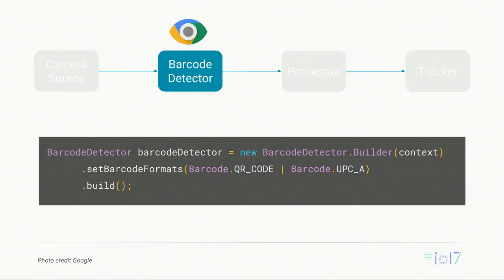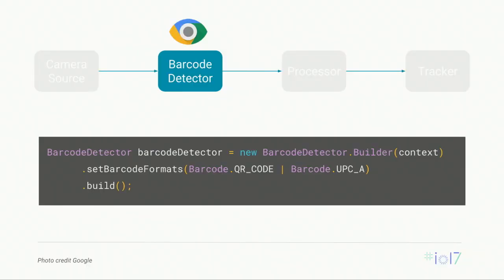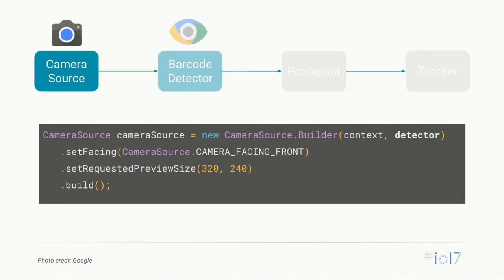So that is how you do static image detection. Now let's expand that to a pipeline. Remember we talked about before, there are 4 steps to the pipeline: the camera source, the detector, the processor, and then the tracker. So the first thing you want to do is instantiate a barcode detector, just like we talked about before. Next, you want to instantiate a camera source, and then you want to provide it to the detector. So when the camera starts, you will automatically deliver the camera frame to the detector to run detection.